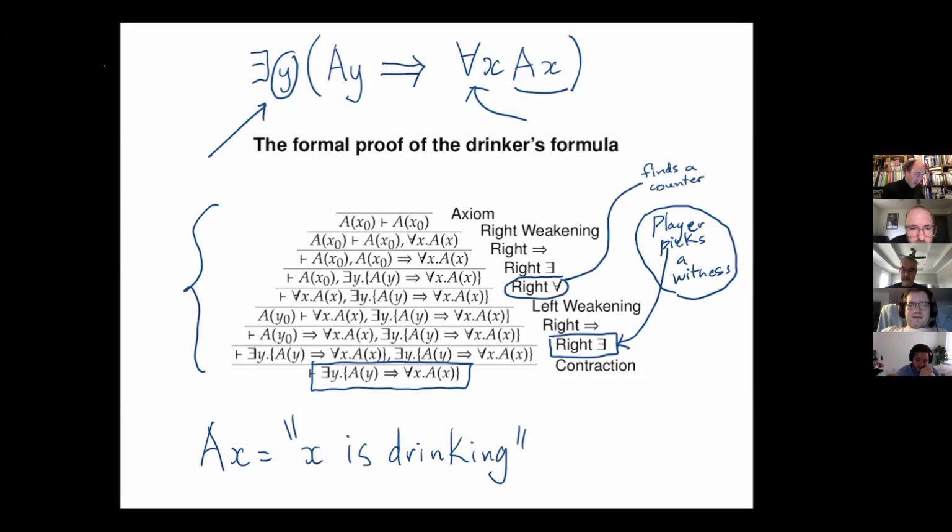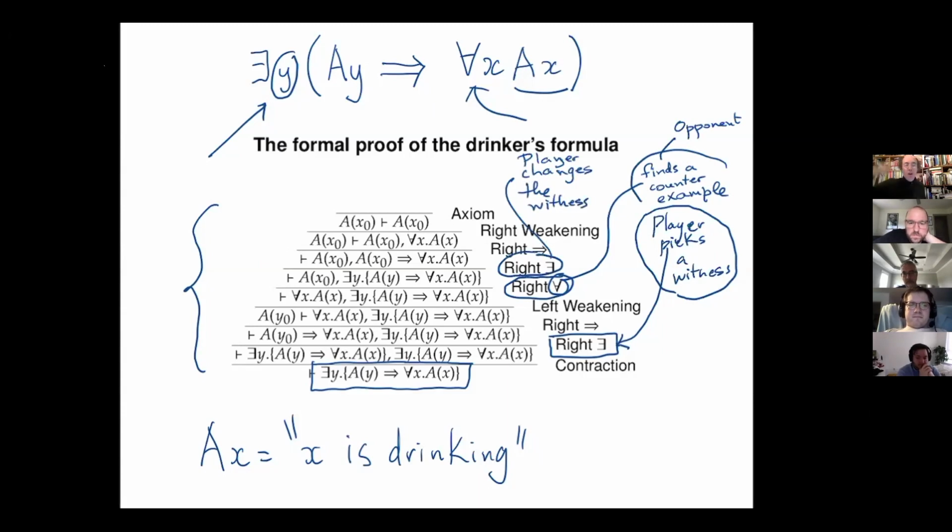So this is here the opponent. And this is why there is a for all here, because this is like an existential, but for the opponent. And then the player changes the witness. It picks the witness of the opponent.